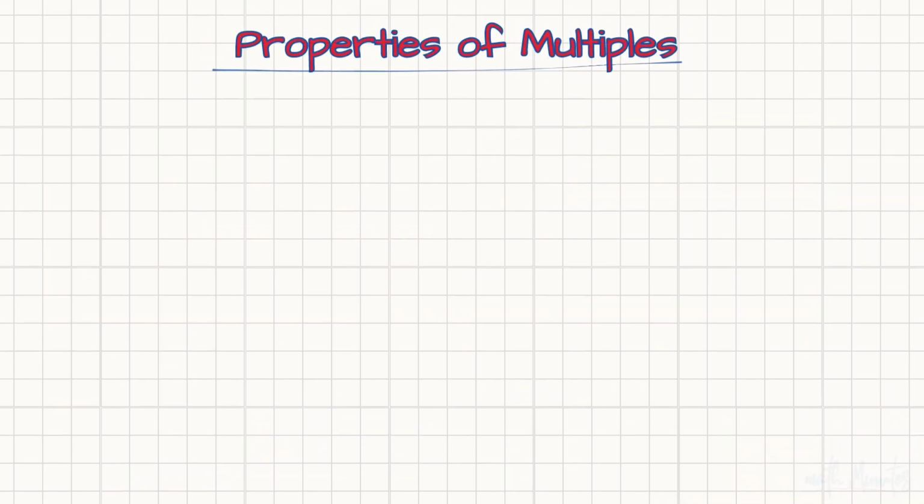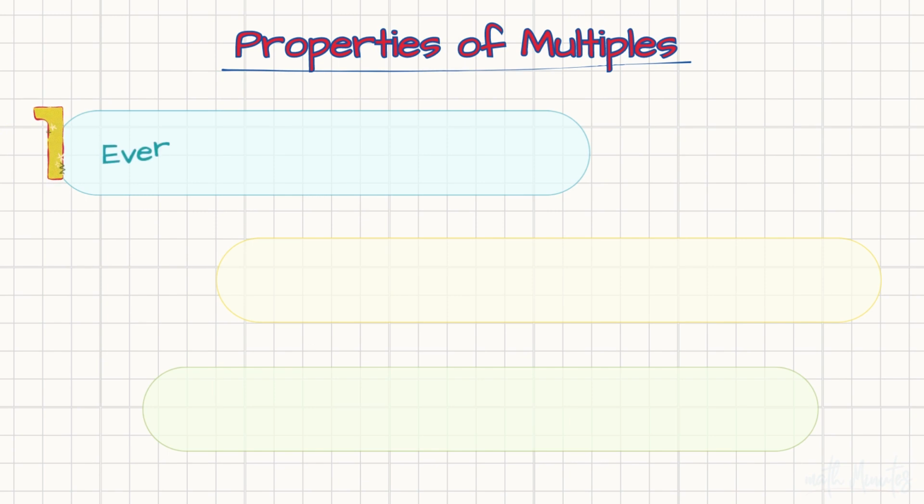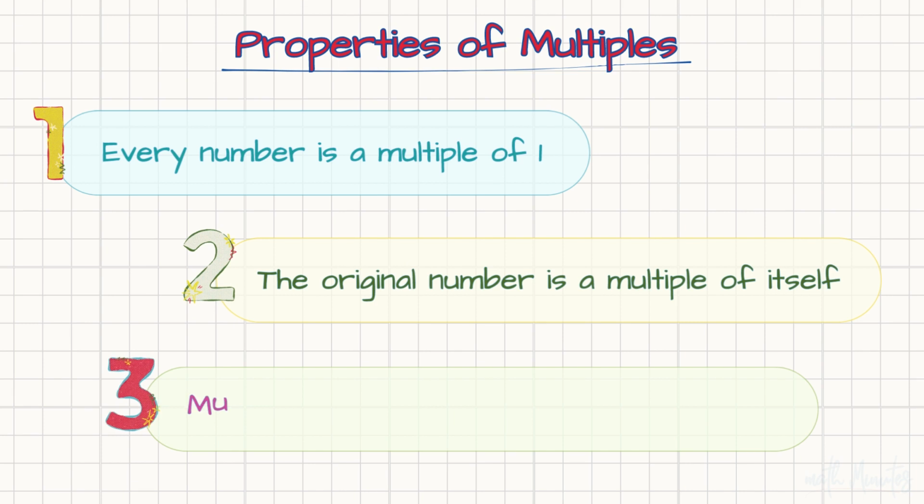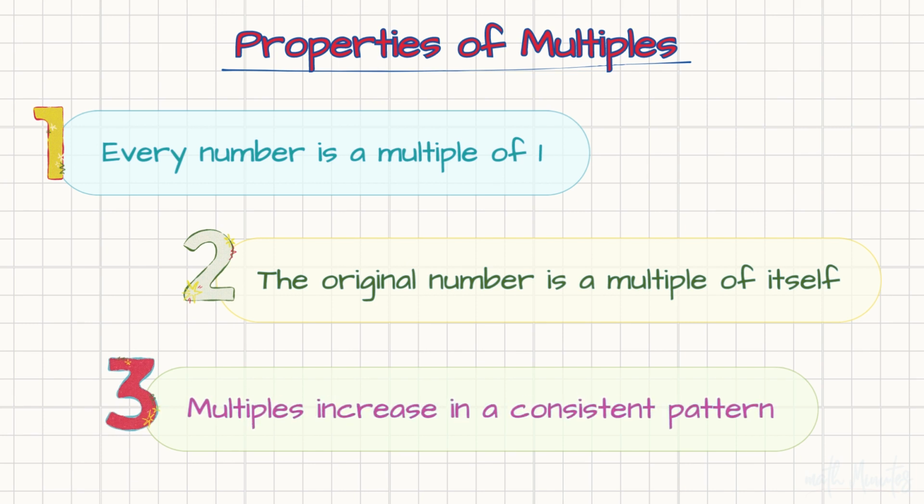Multiples possess interesting properties. Firstly, every number is a multiple of 1, since any number multiplied by 1 is itself. Secondly, the original number is always a multiple of itself. And lastly, multiples increase in a consistent pattern. For example, if we take the multiples of 7, we get 7, 14, 21, 28, and so on. Notice that the numbers increase by 7 each time.